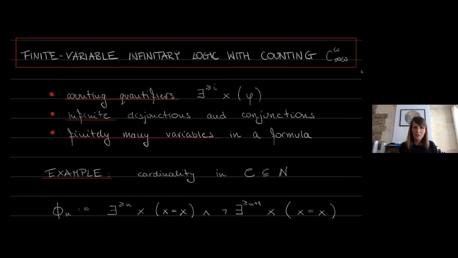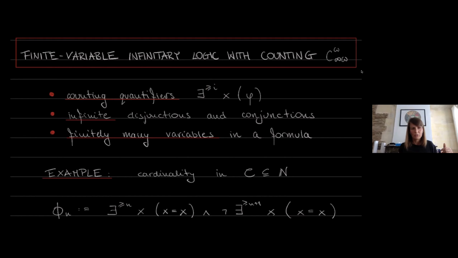You can use infinite disjunctions and conjunctions of formulas. But since you can use infinite disjunctions and conjunctions, you could just write a formula which would use infinitely many variables. So you restrict the number of variables that you use in each formula to some finite number.